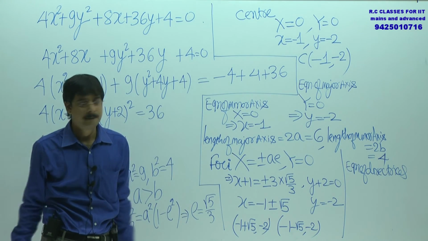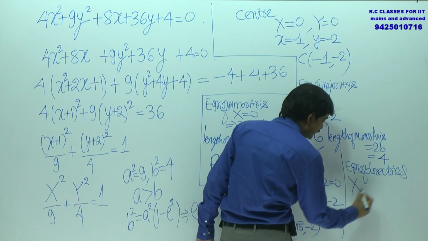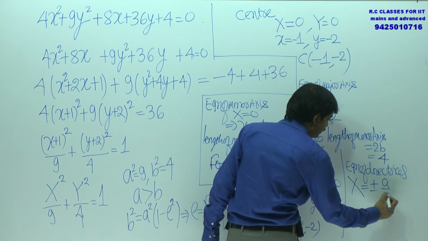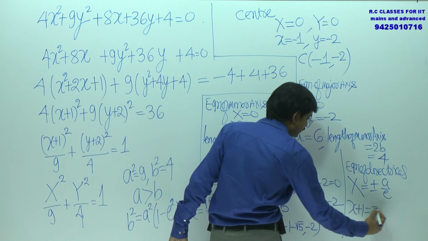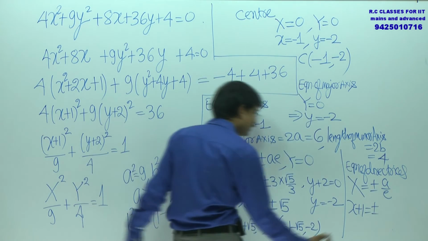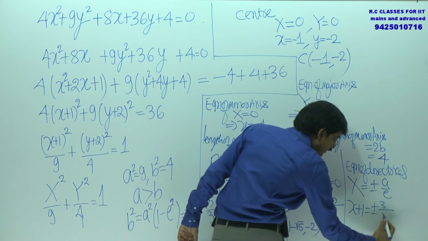Directrix. Y axis ke parallel line x equals to, so capital X equals to plus minus a by e, yes, capital X, that means it is x plus 1 is equals to plus minus a, which is 3, divided by root 5 by 3.